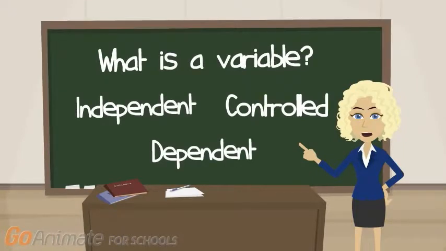When designing a controlled scientific experiment, it is important to clearly and carefully define the variables in your experiment. There are three types of variables: independent, dependent, and controlled variables, which are also known as constants.